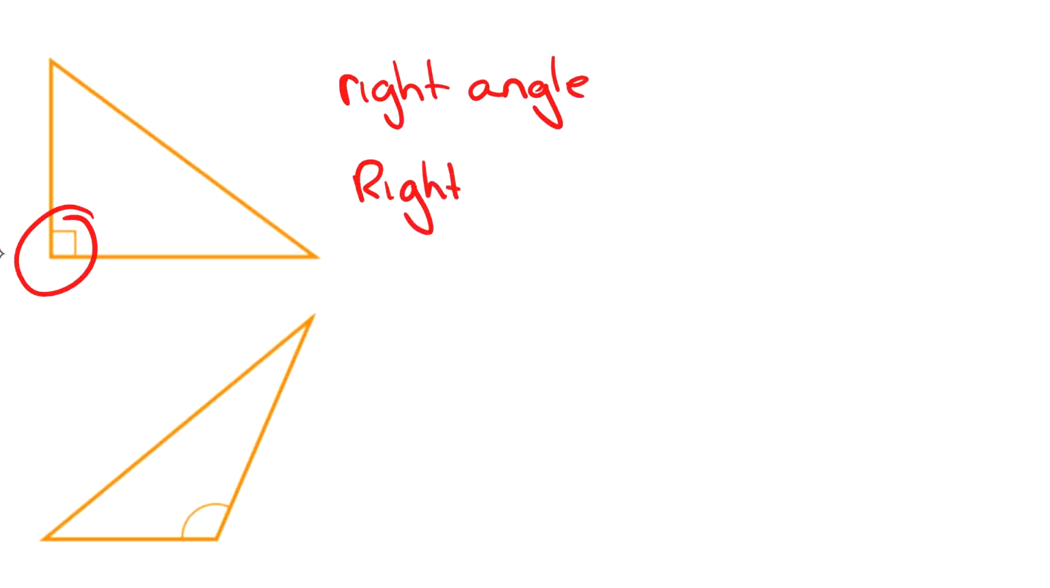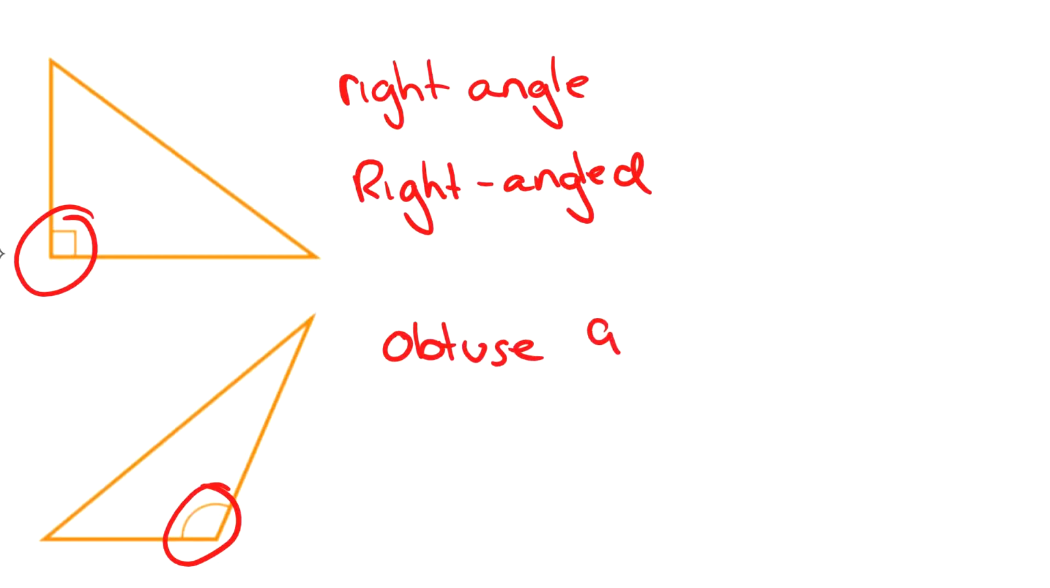The next one, I'm assuming you can guess what this one is because we have this here. We have a right angle. So this is called a right angled triangle. And the last one here, we have an obtuse angle. And remember, an obtuse angle is between 90 and 180. And we call this, you bet it, an obtuse angled triangle.